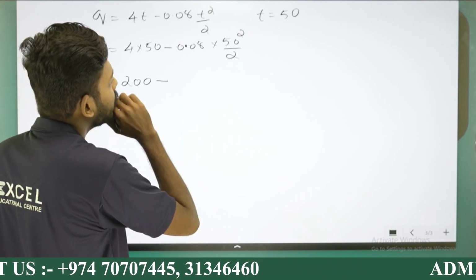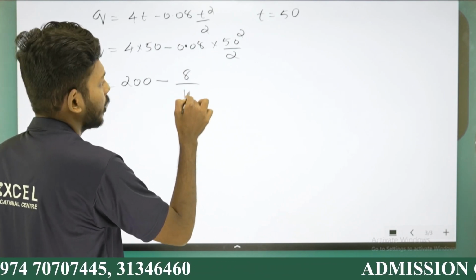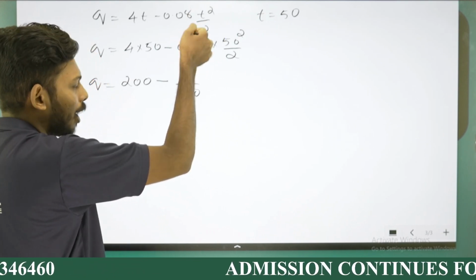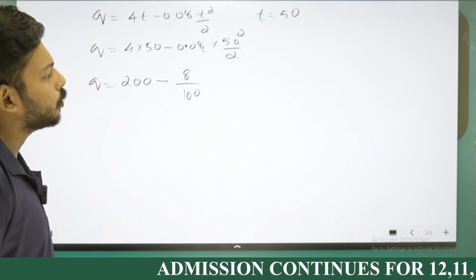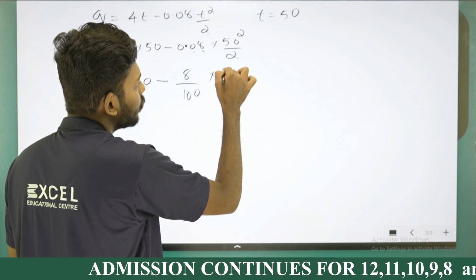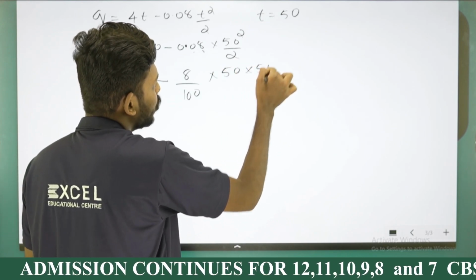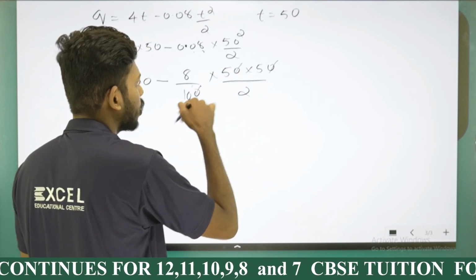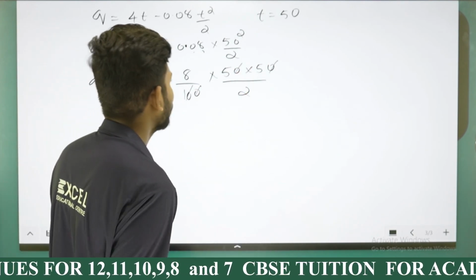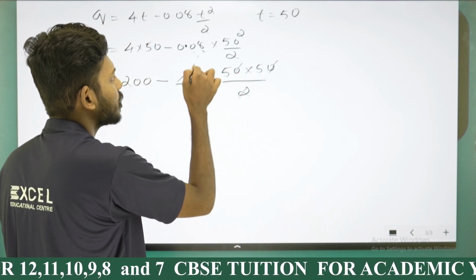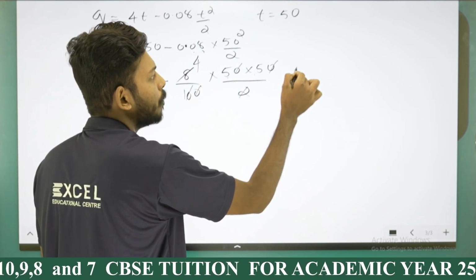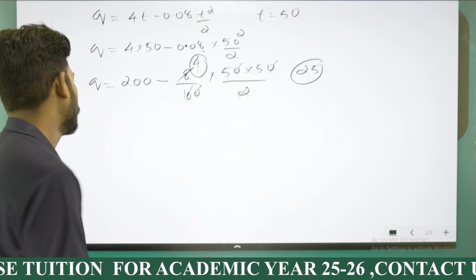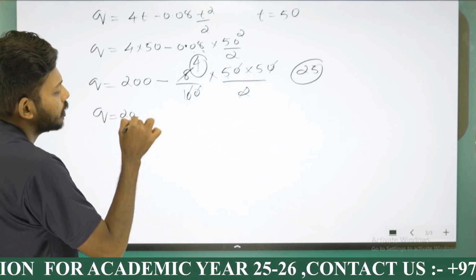0.08 can be considered as 8 by 100, because there are two digits, 0 and 8, after the decimal point. So we can convert it to 8 by 100 into 50 into 50 divided by 2. When I cut these values, the zeros cancel each other, and 2 and 8 cancel to give 4. 25 multiplied by 4 gives you 100, and Q is equal to 200 minus 100.